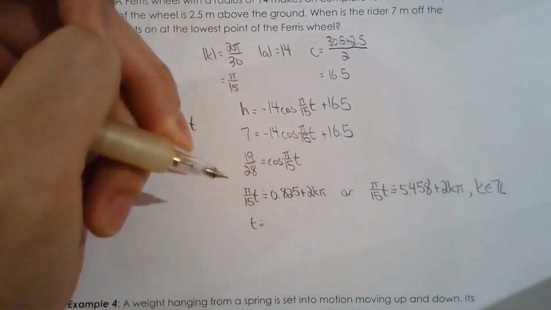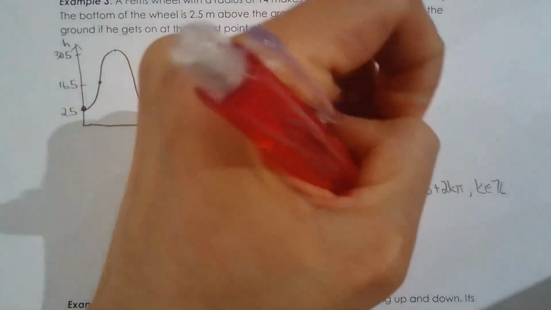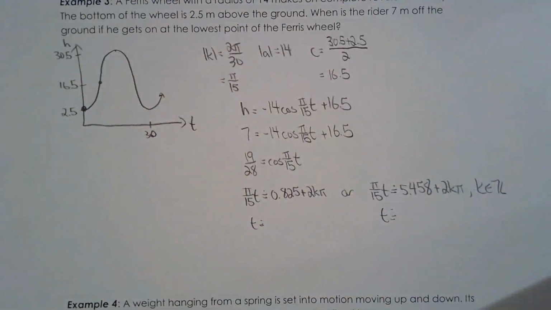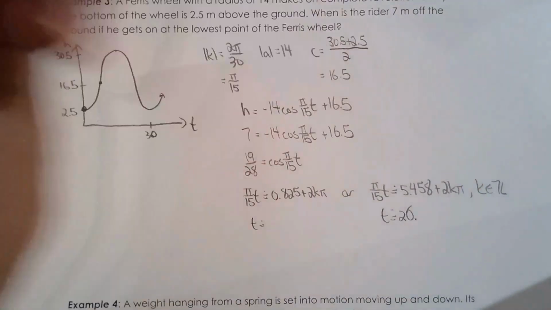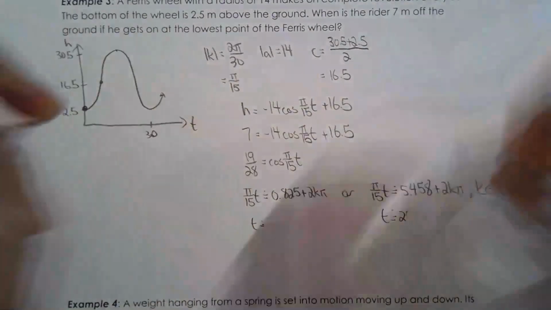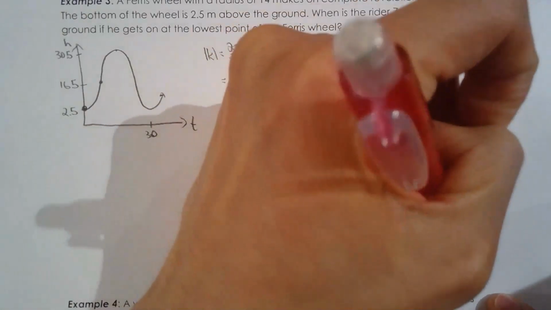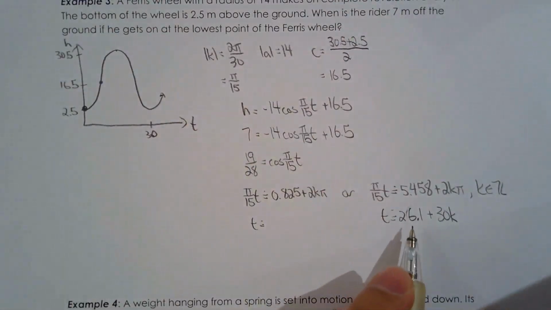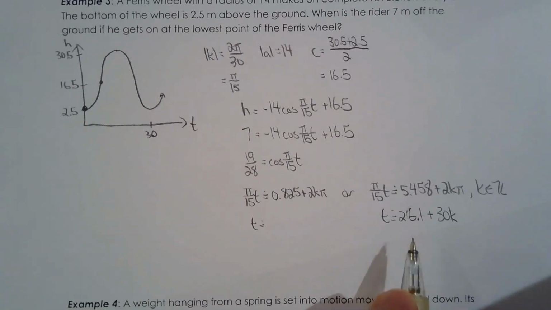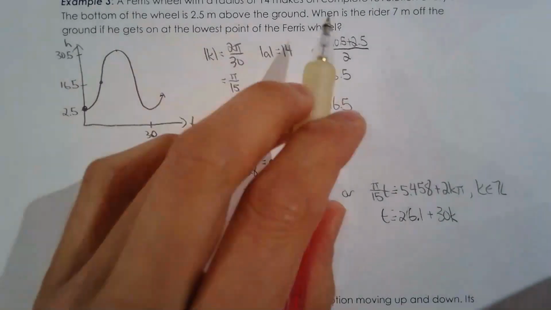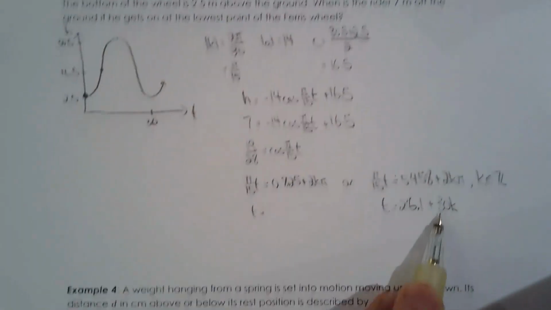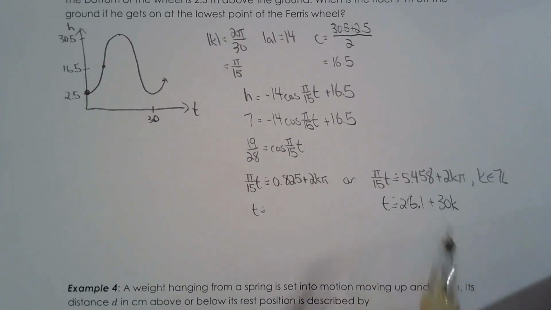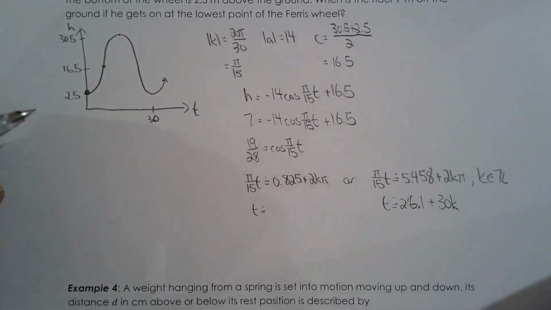So now you'll see something really nice. Times 15 divided by pi. So it's about 26.1, let's say. And this becomes your 30k, which makes sense because after every 30 seconds, I'm back at where I started. If it takes 30 seconds to complete one full revolution, this makes perfect sense. It takes me 30 seconds to be back at one point on the Ferris wheel.